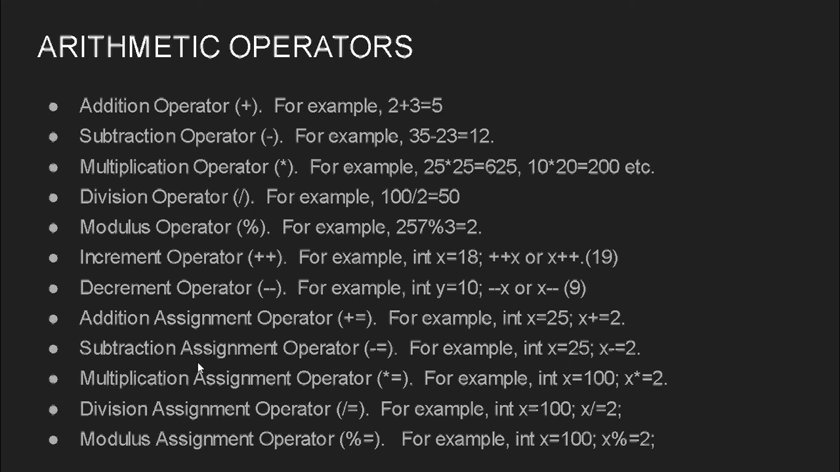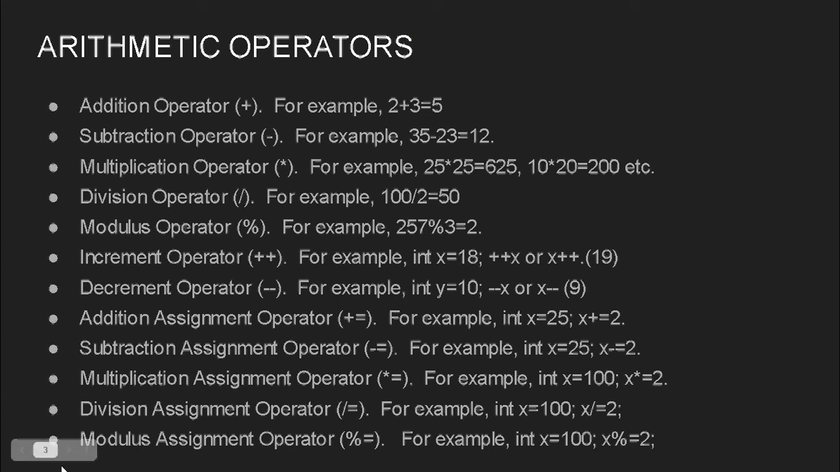Now the division assignment operator, it is going to be like here, divide equals. Here again the concept is going to remain the same. The output of this is going to be 50. Again this is going to get expanded to x equals x divided by 2, and x will be 100 divided by 2, which is 50.